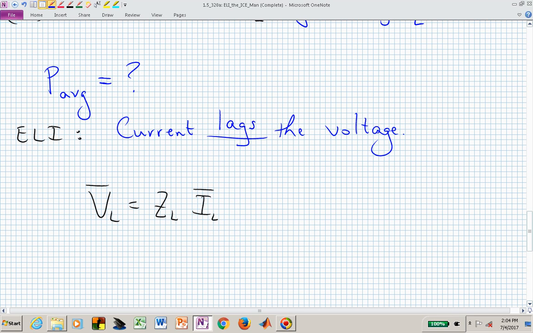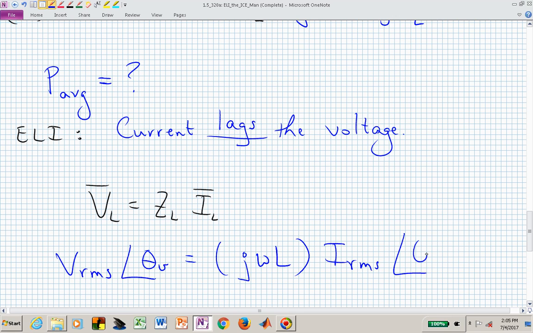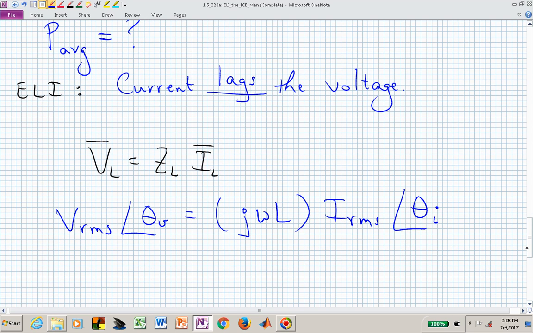If we now put that into phasor form, or identify a magnitude and an angle of both the voltage and the current, we now have V RMS, let's just use RMS units, at an angle of theta sub V, that's the voltage's angle, then the impedance of the inductor is j omega L, and then we have the current of our inductor, which we will now write in polar form as I RMS at angle theta sub I. We now have this generalized form of Ohm's law.